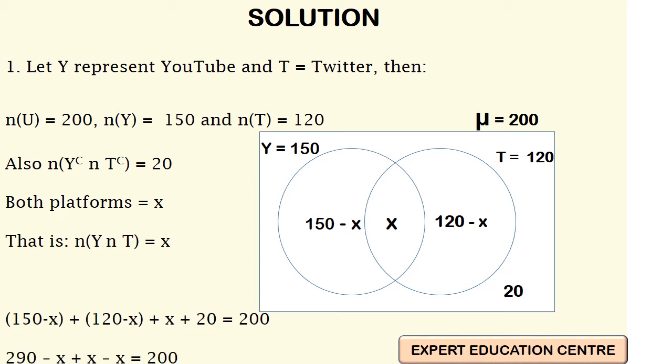If you add up the numbers, you arrive at 290 minus X plus X minus X. If you cancel out the X's, you have 290 minus X is equal to 200, and then your X will be 90. Therefore, 90 people use both platforms.